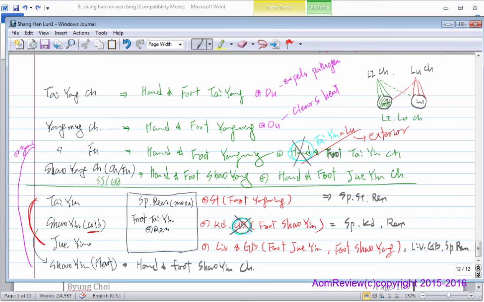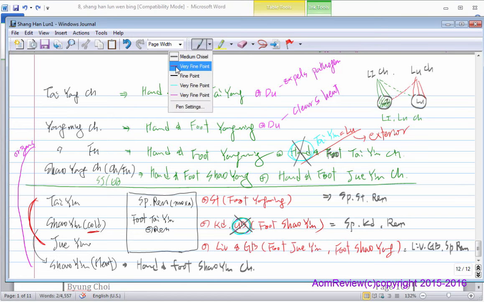So Shaoyin heat means heart and kidney heat signs, which means there's yin deficiency. Shaoyin cold means heart and kidney get cold signs, that would be heart and kidney yang deficiency. So the sign and symptom is totally different, and the channel selection is also different too.